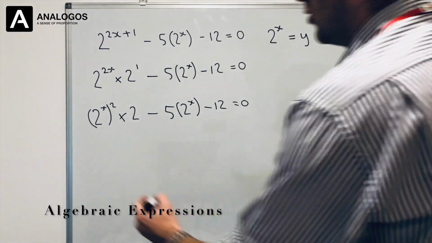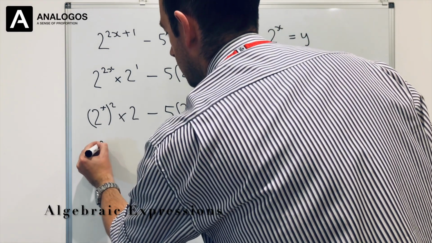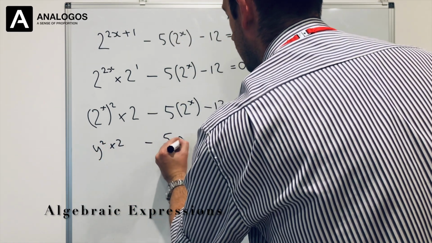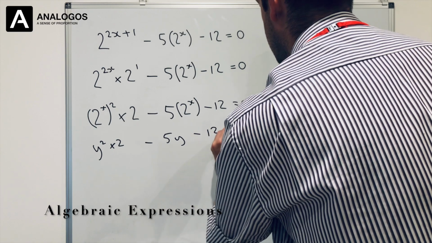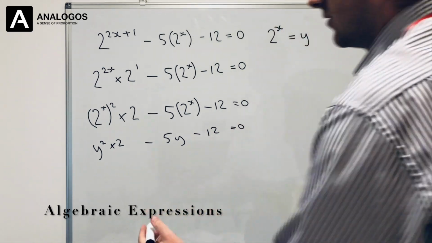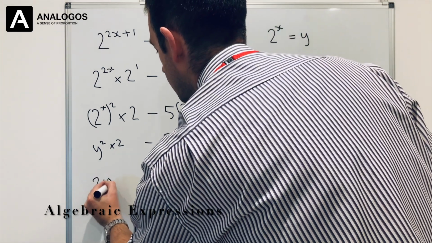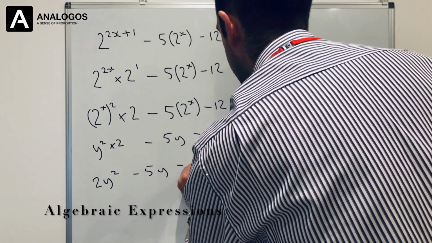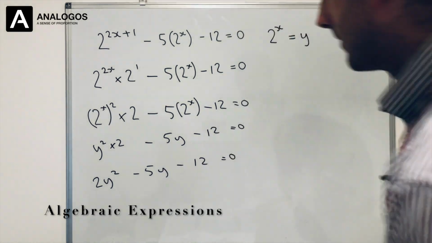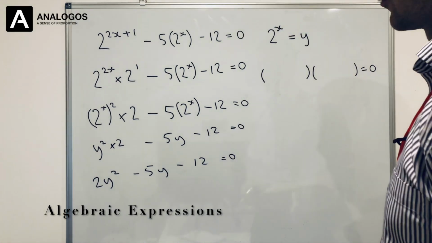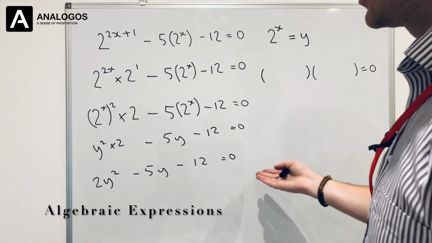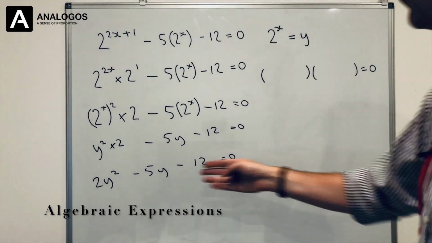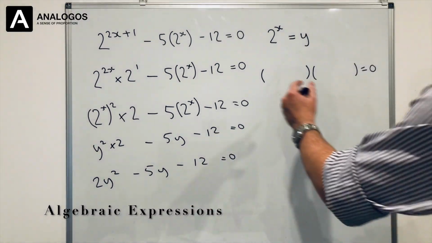Okay, so therefore that becomes y squared times 2 minus 5y minus 12 equals 0. So that's effectively 2y squared minus 5y minus 12 equals 0. Okay, so we can solve that now. You could solve this on the ClassWiz calculator. It does have that function to solve quadratics, but it's not a particularly difficult one. Hopefully you can see how to do this one.